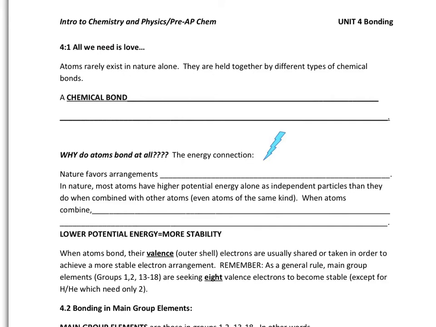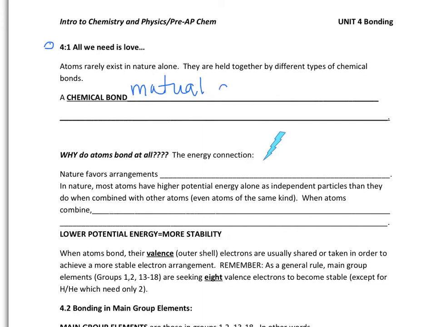So as we move into this unit, I want you to understand at the foundation that bonding happens because of the energy. We're going to get to that in just a second, but we definitely need a definition of bonding to get started. So if you look at section 4.1 right here, where we're starting, all we need is love. Atoms rarely exist in nature alone. They are held together by different types of chemical bonds, which are the mutual attraction.